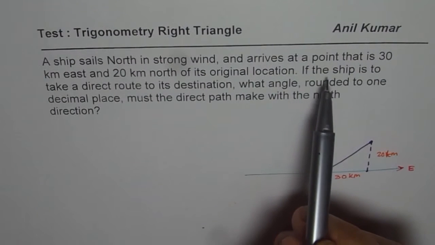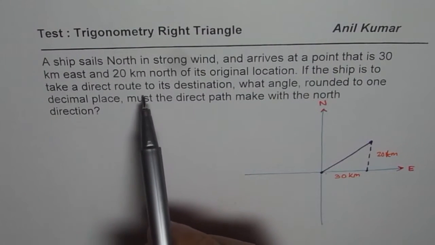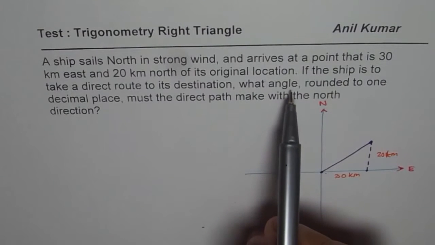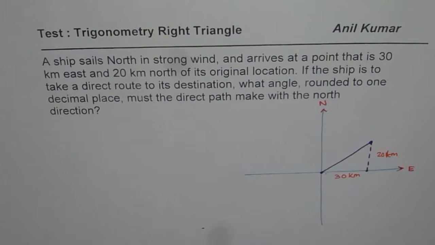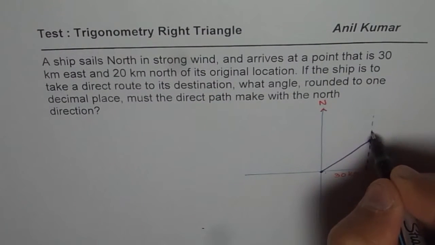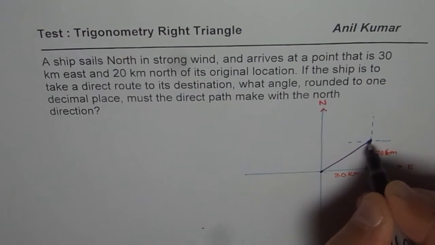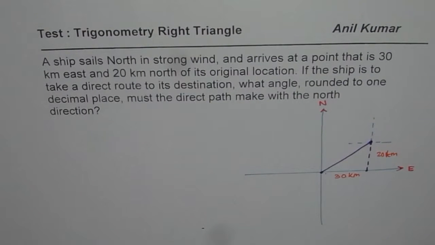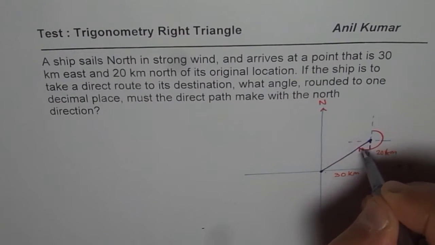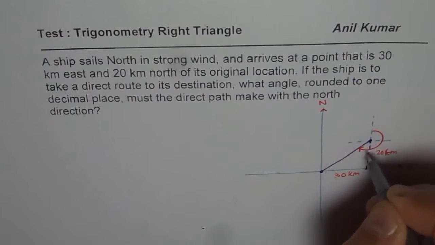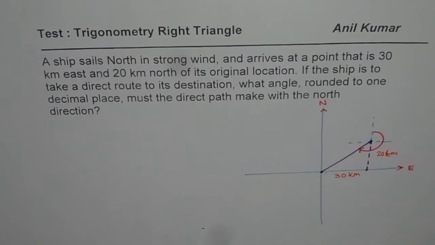Now the question is, if the ship is to take a direct route to its destination, what angle, rounded to one decimal place, must the direct path make with the north? From this position, the direct path will have to go back kind of like this. Do you understand? That becomes the direct path from the north. So we need to find this big angle. That is your question. Now you can pause the video since you understand what to find. Answer the question and then look into my suggestion.